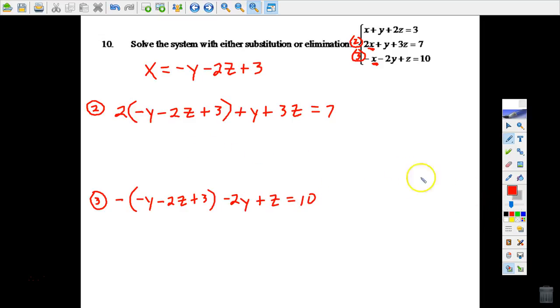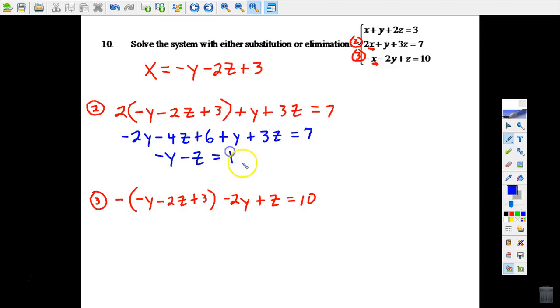Now you just go through the process of simplifying. Distributive property, negative 2y minus 4z plus 6 plus y plus 3z equals 7. Combine the y terms. Negative 2y plus 1y is negative y. Negative 4z plus 3z is negative z. And then move the constant over to the right. And when you subtract 6 from both sides, you're left with 1.